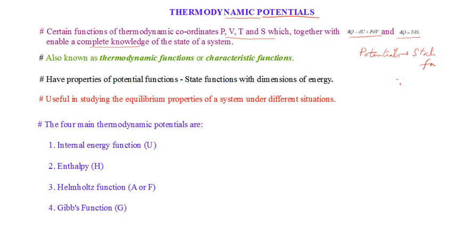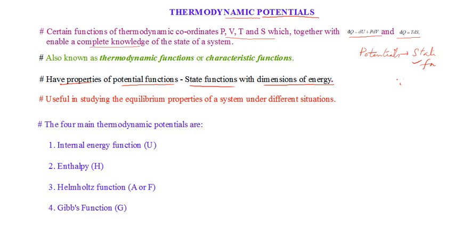So why do we call these functions potentials? Because these functions that we are going to identify have properties of the potential functions in mechanics. That is why we are calling these newly defined functions thermodynamic potentials. Okay, and what is the property of a potential function? Potential functions are basically state functions, and these potentials have dimensions of energy. They will have the dimensions or units of energy. Such functions are known as potential functions.